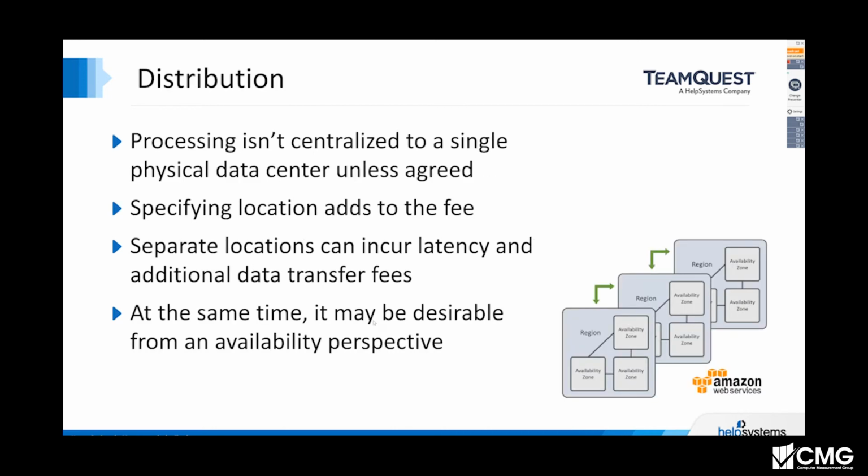Another important aspect is the distribution of instances. Cloud providers typically don't centralize your processing in a single physical data center unless it's been agreed upfront. We use, again, Amazon Web Services as an example here. They have the notion of availability zones and regions. Availability zones inside a region are basically data centers, and regions are continents, I guess. So you don't really have any visibility between different regions, but within a region you can reach everything that is inside that region.